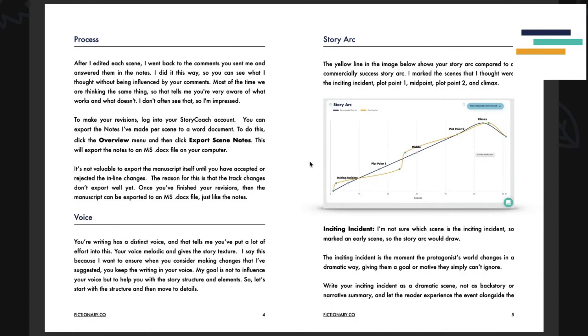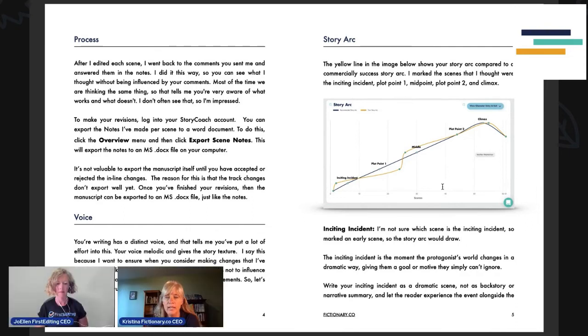And the most important thing a story coach can give you is an evaluation of your story arc. And so you know fundamentally if your story is working or not. So in this letter, what the editor did was just a screenshot of what the story arc looked like for this novel within Fictionary. And you can see plot point 1 is too late and the middle is too early, but the rest looks pretty good. So that's fine. And so the editor goes on with the description of what the inciting incident is.